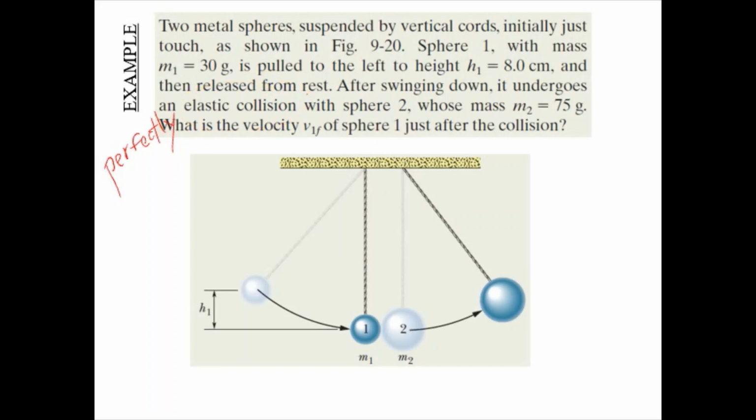If it says elastic here, though, we're going to assume perfectly elastic, which means the kinetic energy is going to be conserved. And so they say after swinging down, it undergoes an elastic collision with sphere 2, whose mass is 75 grams. What is the velocity v1 final of sphere 1 just after the collision? So after this ball is released and it comes down and hits ball 2, ball 2 obviously is going to get pushed to the right as shown, but they want to know the speed of ball 1 after that collision happens. Okay, so that's the setup for the problem.